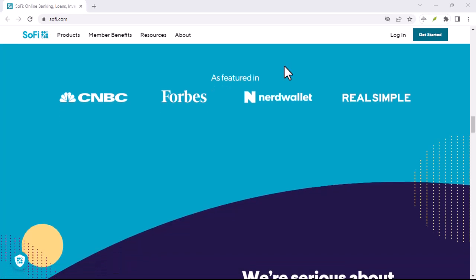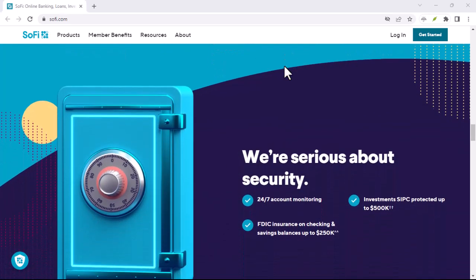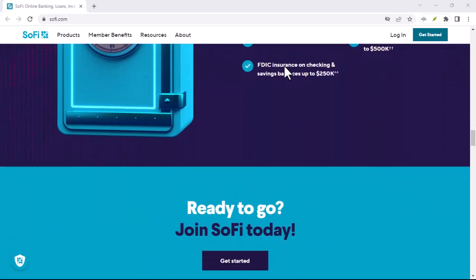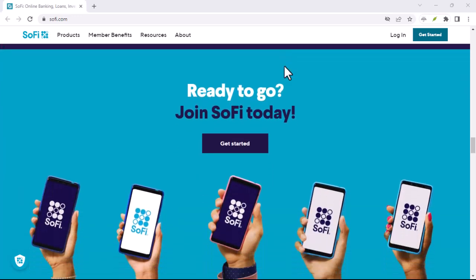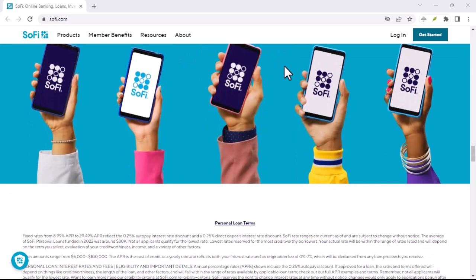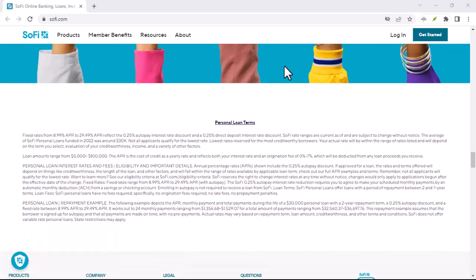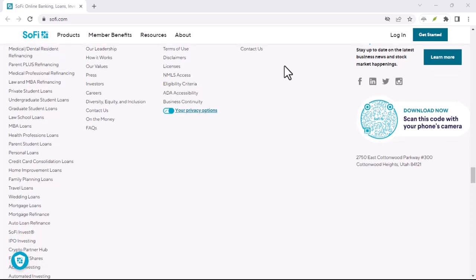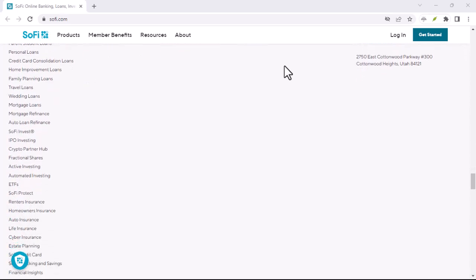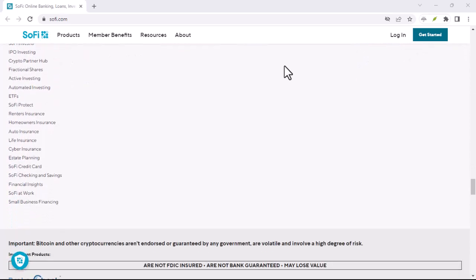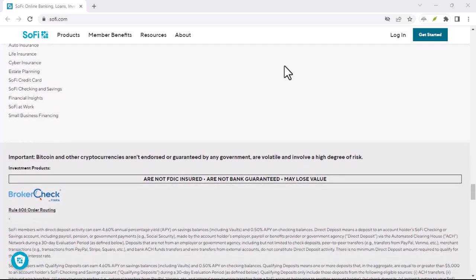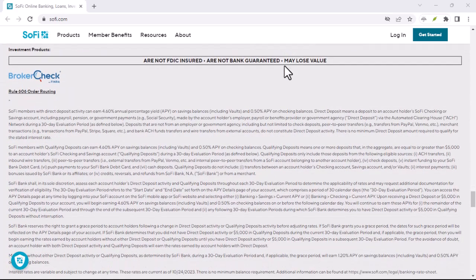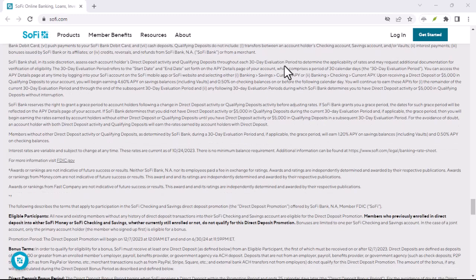Second, technical challenges. Integrating Zelle into a banking platform can be technically complex. SoFi may be facing challenges or delays in implementing the necessary infrastructure. Third, business strategy. There might be strategic reasons why SoFi hasn't prioritized Zelle. Perhaps they believe their existing offerings are sufficient to meet customer needs, or they may be exploring alternative payment solutions.